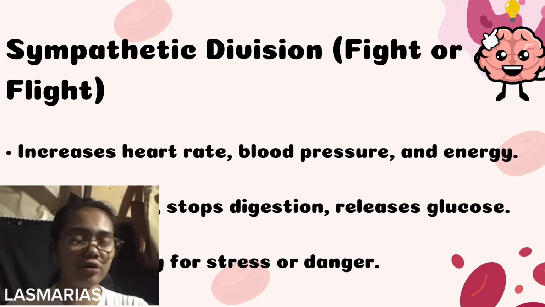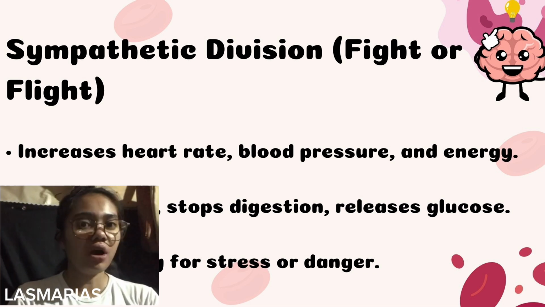So we have the first type of ANS, the sympathetic division, or the fight or flight. This is the body's accelerator pedal. It prepares us for emergencies, stress, or action. When this is activated, your heart rate and blood pressure increase, pupils dilate to improve vision, and digestion slows down so energy can go to your muscles.